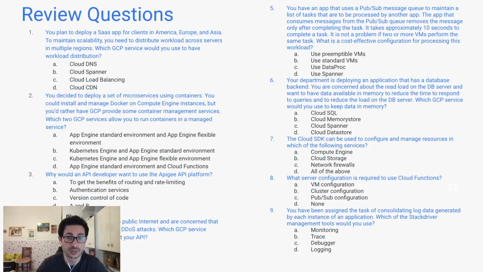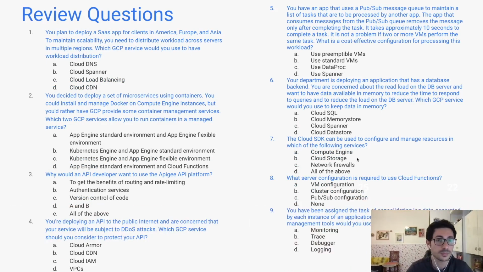Another round of questions. You plan to deploy a software as a service application for clients in America, Europe, and Asia. To maintain scalability, you need to distribute workload across servers in multiple regions. With GCP servers, would you use cloud load balancing to distribute load? Oops, sorry, of course, that's again valid as for before. Before I click, remember to stop the video, right? So that you can answer by yourself.